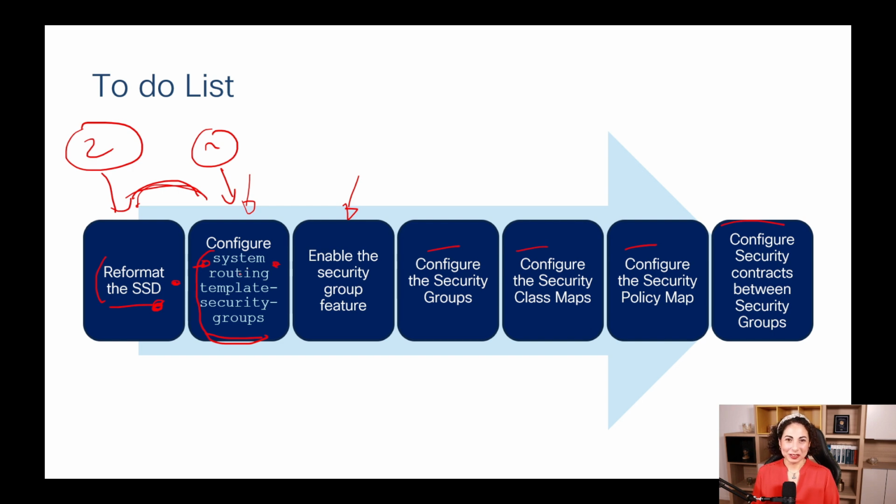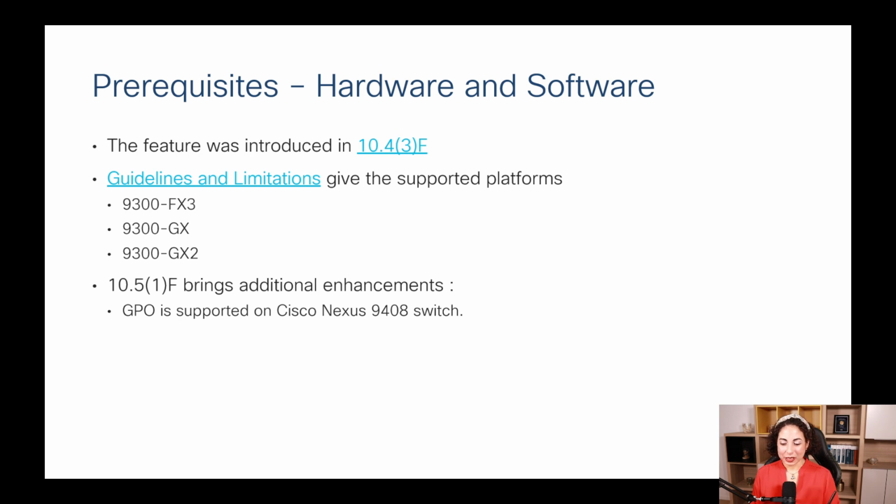So all this was just to say that by starting with the second square here, we are having just one reboot instead of two. But if you reformat the SSD first, we reboot, then we configure the system routing template security groups and we reboot, it would work as well. I just wanted to make this note. So that's it. Now let's check out the prerequisites from a hardware and software perspective.